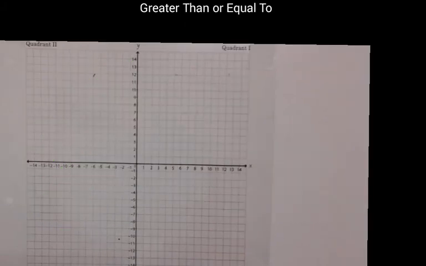For the example for greater than or equal to, again, I want to start with an inequality that's not in slope-intercept form, just to demonstrate how you'd have to move it around a little bit. Let's try 2y is greater than or equal to 4x plus 2.